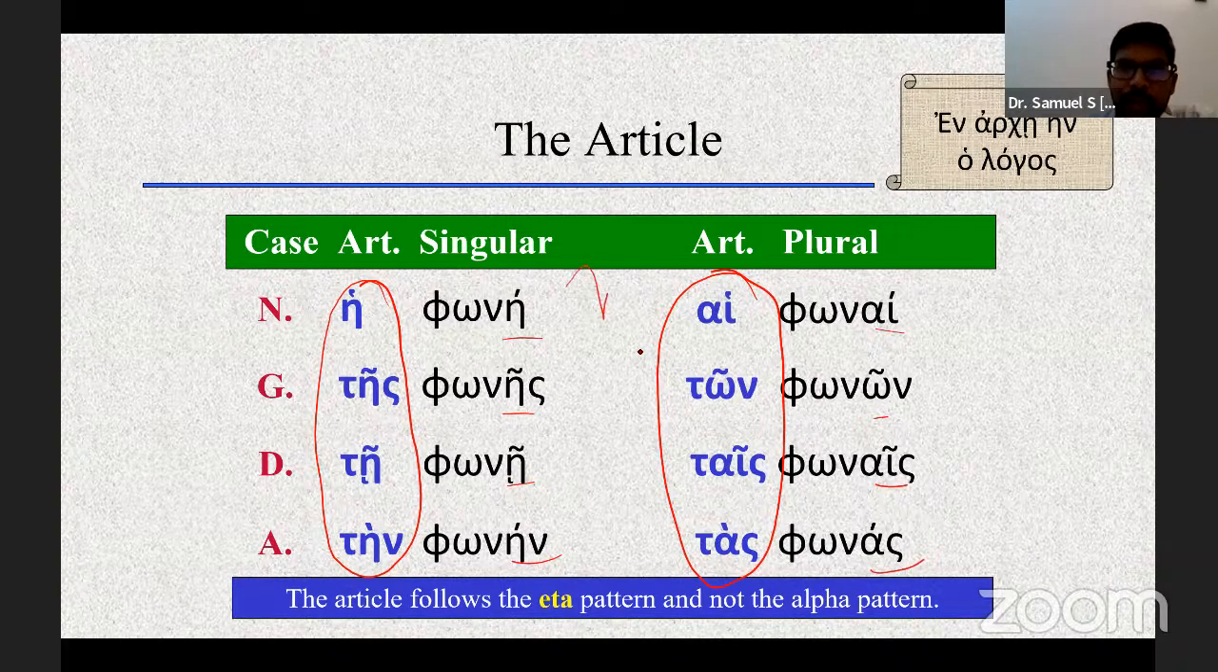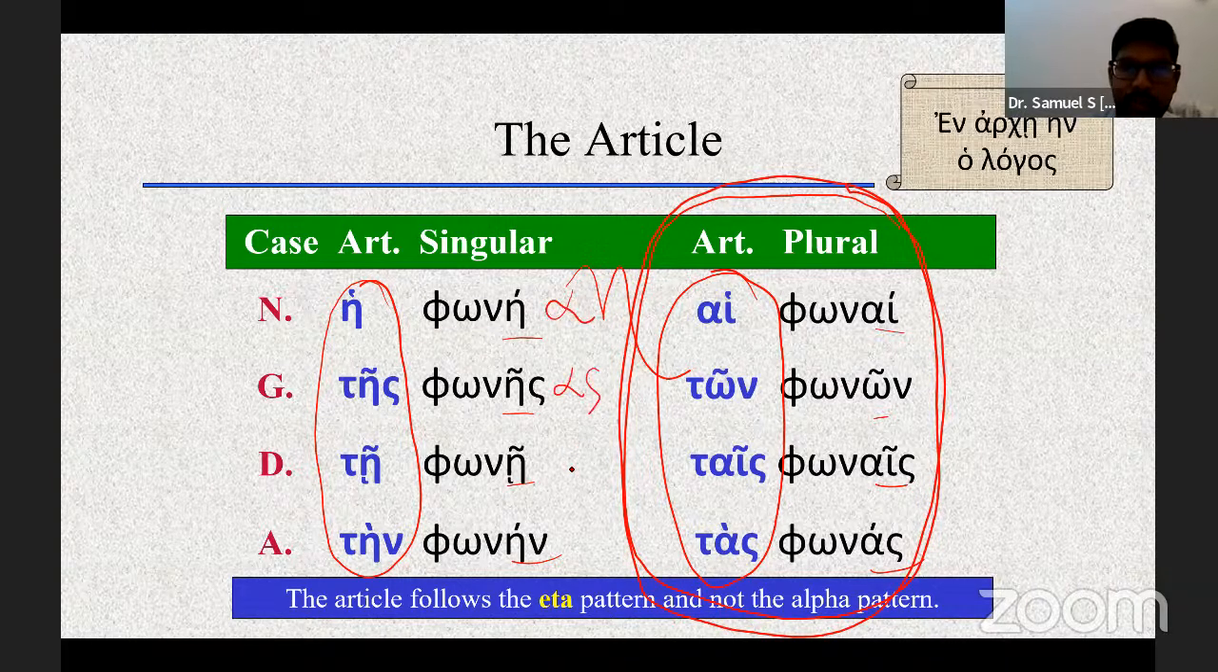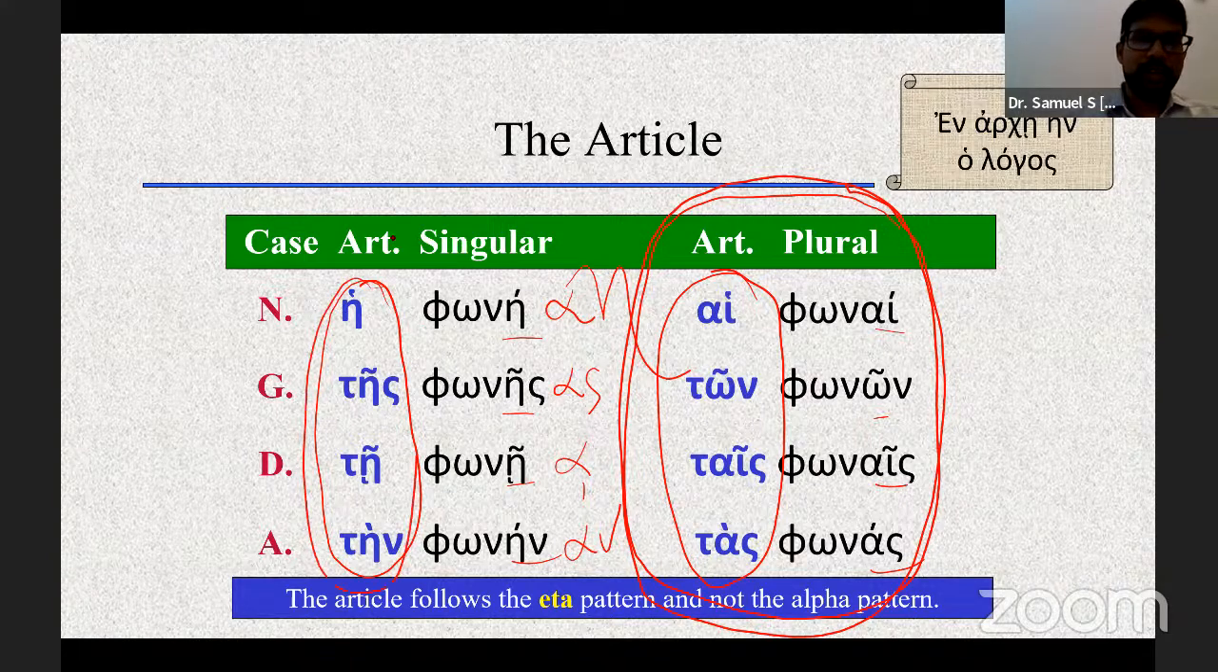And now that you know the eta pattern, you don't have to learn this, because the alpha pattern is the same thing in the plural. In the alpha pattern, you only have to learn alpha, alpha sigma, alpha with iota subscript, alpha nu. Finished. 10 minutes, you're done, if you can learn the feminine article first.